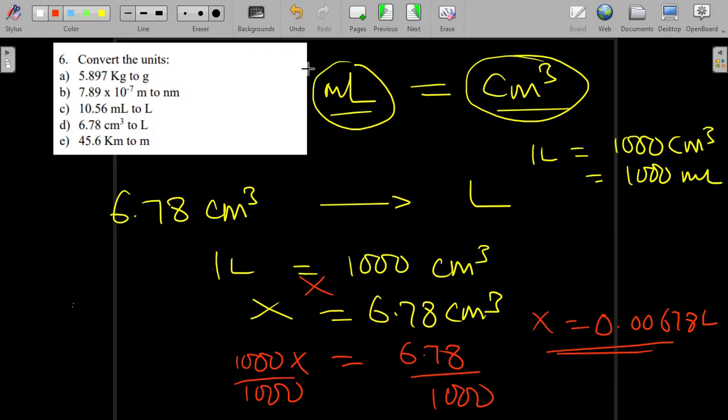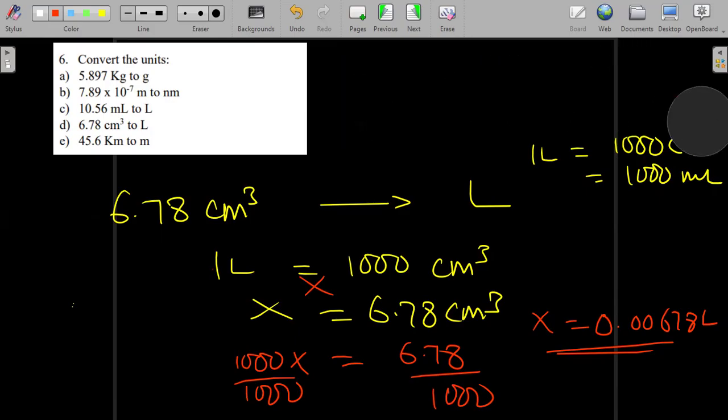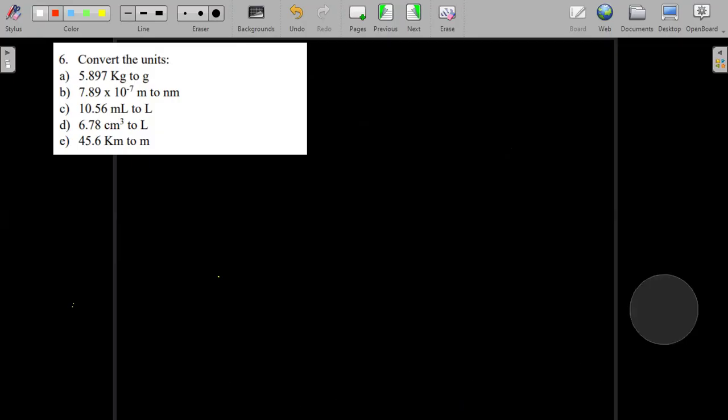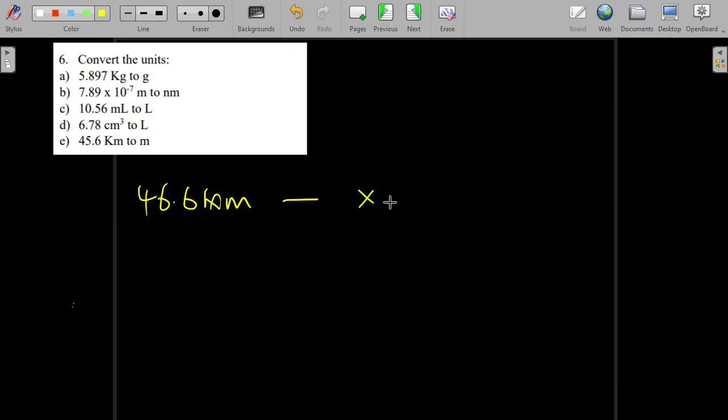All right, so any questions there, guys, before we do the last one? The last one is on kilometers to meters. There you can use the metric system, or if you want, you can use the conversion factors. Let's use the conversion factors here. So it will be 4.6 kilometers equals x meters. And then we know that 1000 meters is equal to 1 kilometer.